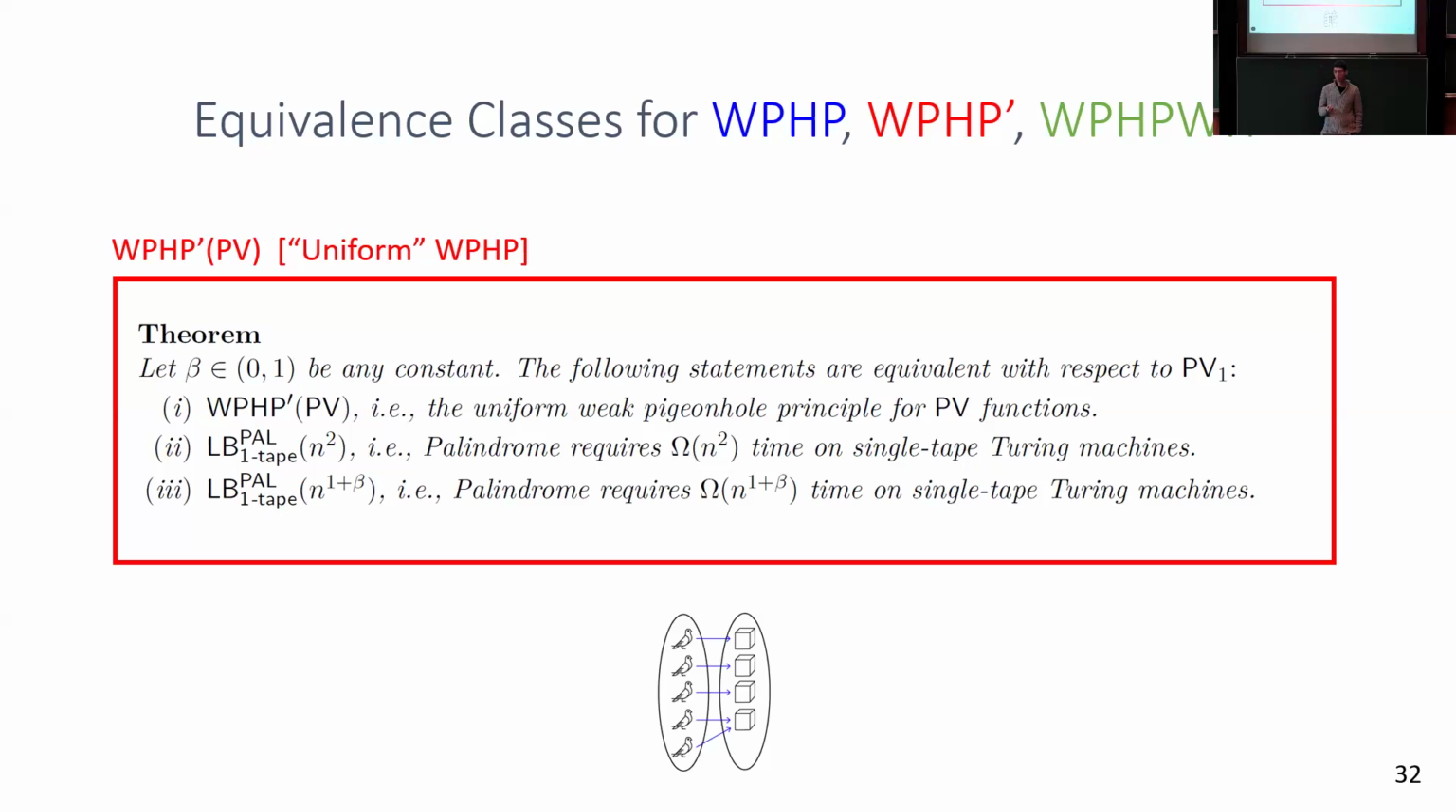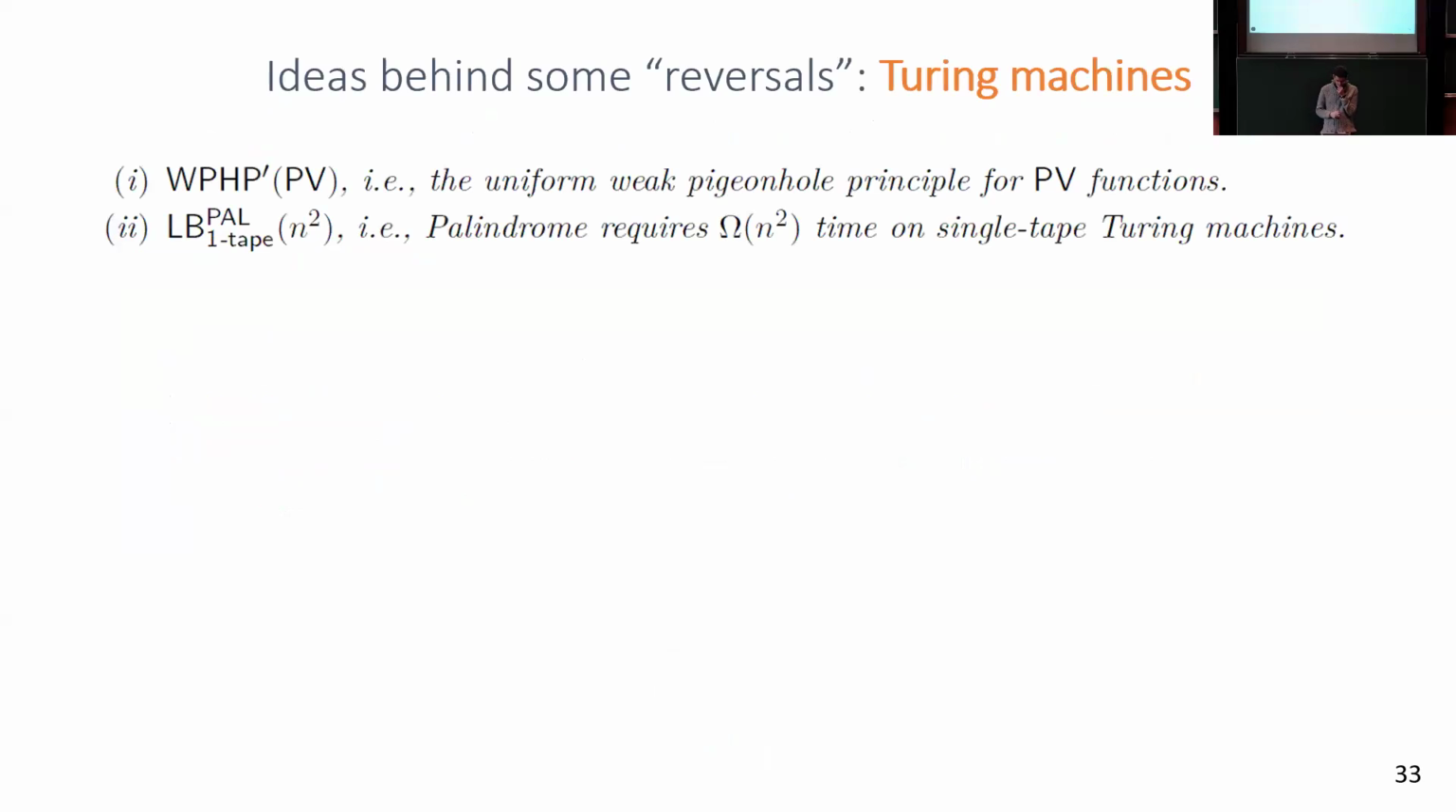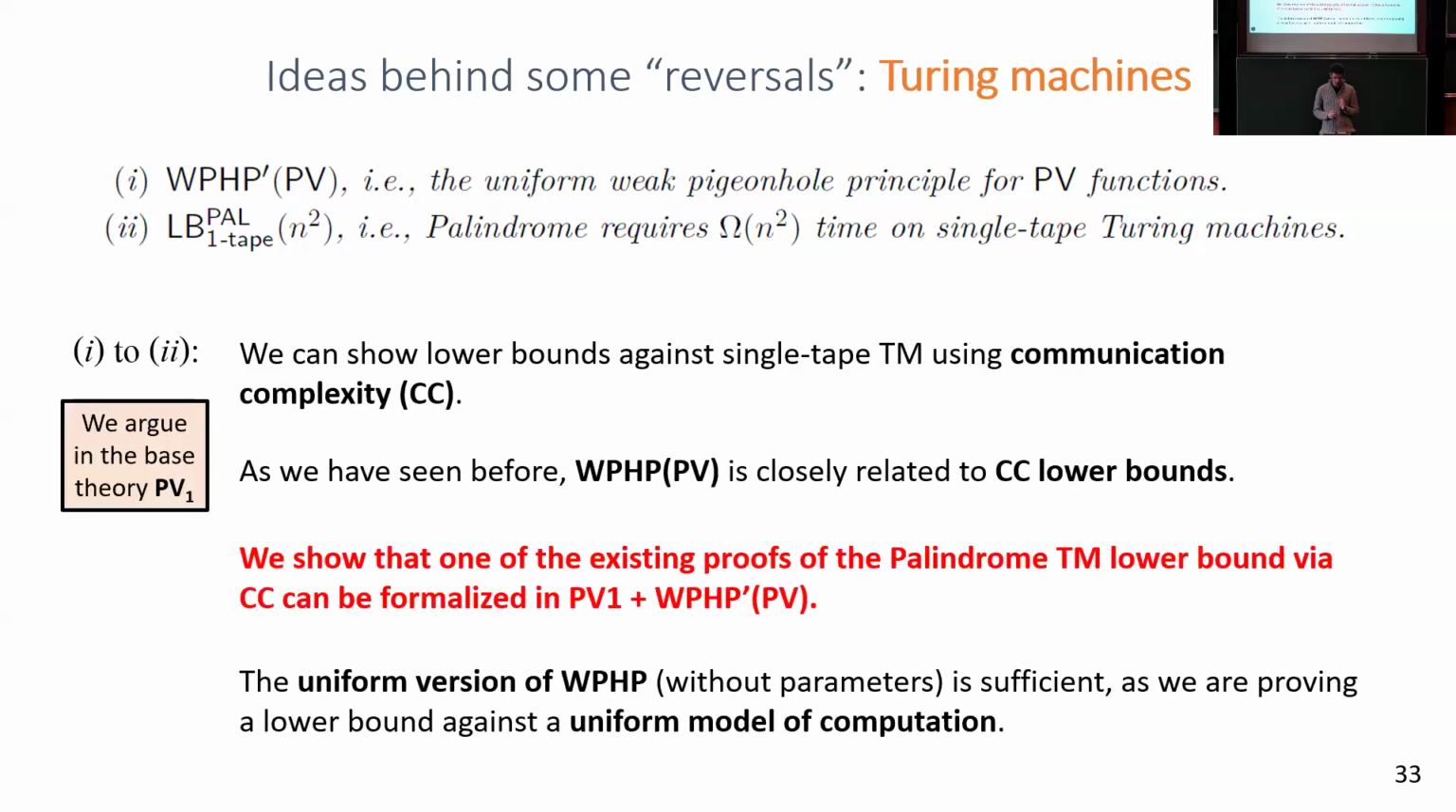And again, here we get this amplification phenomenon, which is that PV proves a weak form of the lower bound if and only if it proves the optimal lower bound of n squared. Let me now briefly tell you about this proof, how we connect this principle to Turing machine lower bounds. Let's sketch the proof of the equivalence between the two. Let's first go from 1 to 2. Now we want to show a Turing machine lower bound using the weak pigeonhole principle.